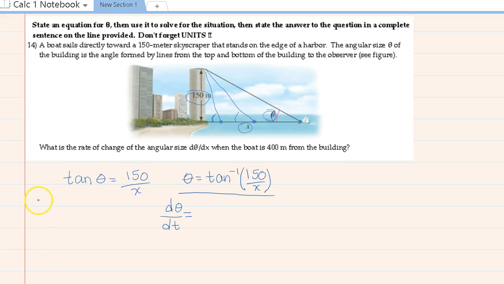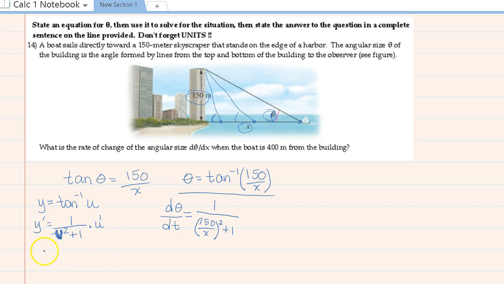So if we have y is equal to the inverse tangent of u, then y prime is equal to 1 over u squared plus 1 times the derivative of u. In our case, we're going to be using u, so this should be a u right here. So going back to ours, we're going to see that we're going to have an answer of 1 over (150 over x squared), the whole thing squared, plus 1 times our derivative of 150 over x.